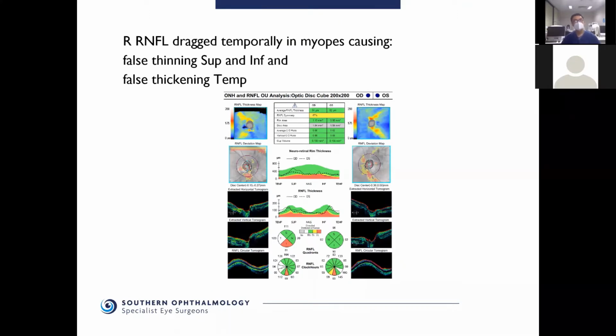Now, the other thing about nerve fiber layers in myopes is that they're dragged temporally, causing false thinning superiorly and inferiorly, and false thickening temporally. So if you look over here, this right eye has false thinning inferiorly and false thickening temporally due to the dragging of the nerve fiber layer.